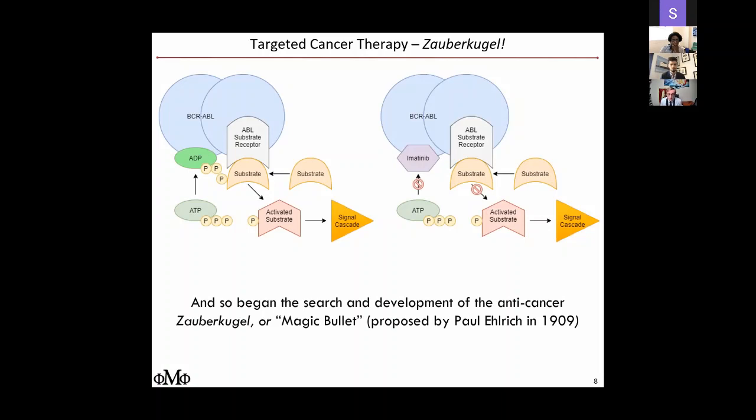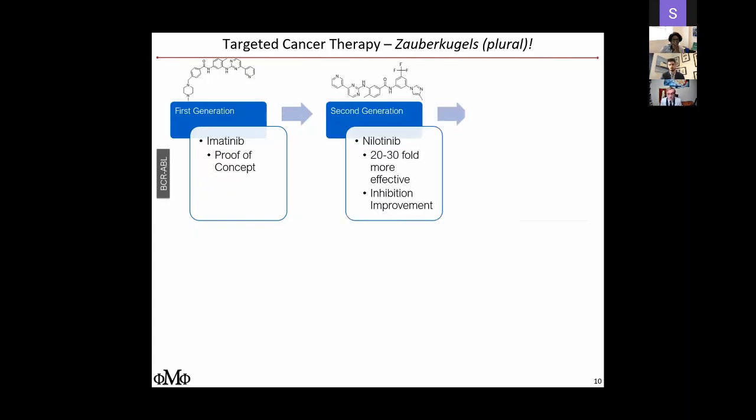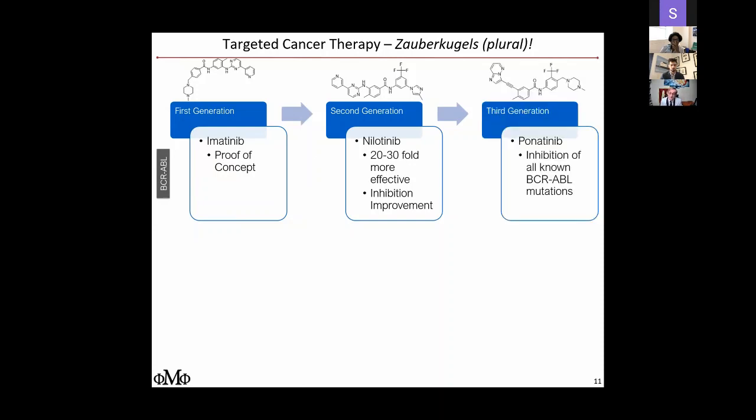And so we have this huge explosion of what are called Zauberkugels for anti-cancer treatments, or magic bullets. We have imatinib up here, the very first generation, which was a proof of concept. Over the years, we've developed better drugs, such as nilotinib, which is about 20 to 30 fold more effective. And now we have a third generation inhibitor called ponatinib, which inhibits all known BCR-ABL mutations.